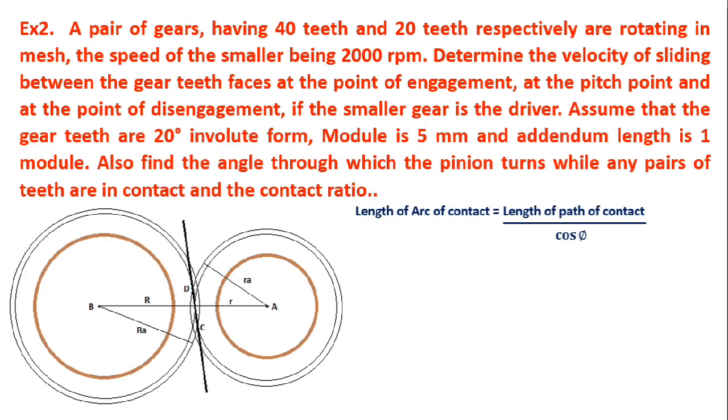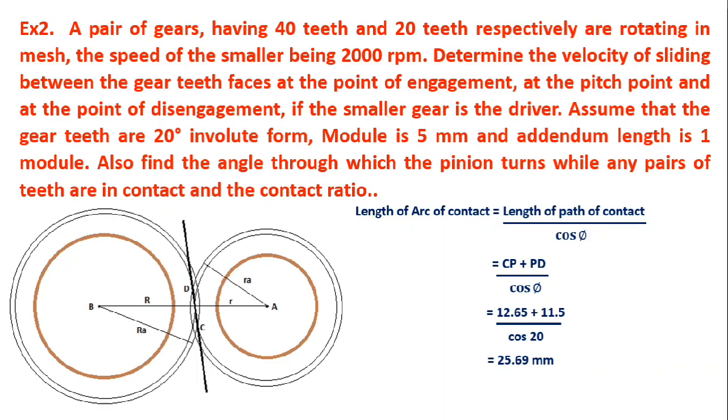So length of arc of contact is equal to length of path of contact by cos phi. This we have already seen. Substituting these values, the length of path of contact will be length of path of approach plus length of path of recess, divided by cos phi. So substituting these values, we get the length of arc of contact as 25.69.